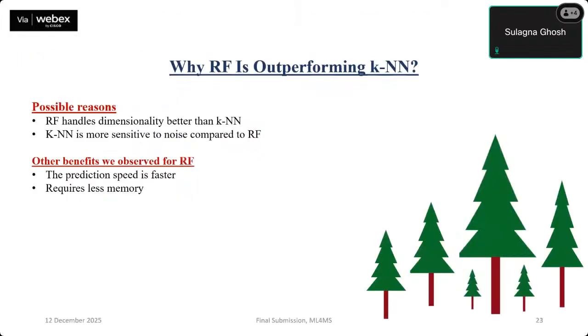This may happen because the random forest handles dimensionality better than the k nearest neighbor, and the k nearest neighbor model is more sensitive to noise compared to the random forest. So for our work, we found out that random forest is working better. We also found that with random forest, the prediction speed is faster, and less memory is required.